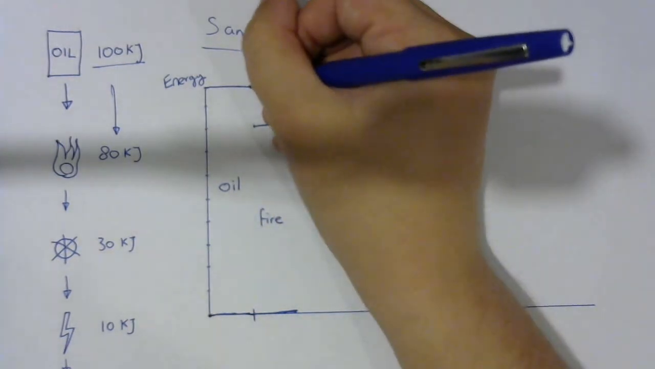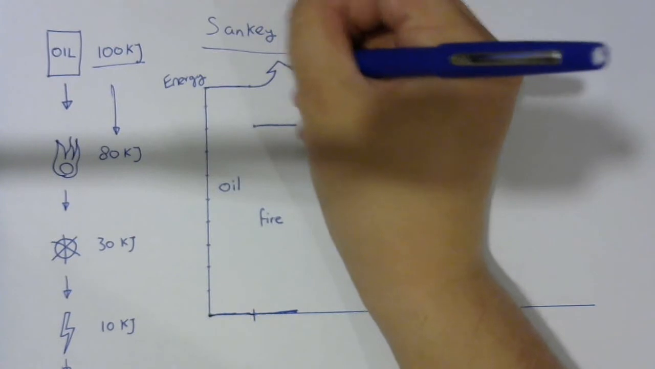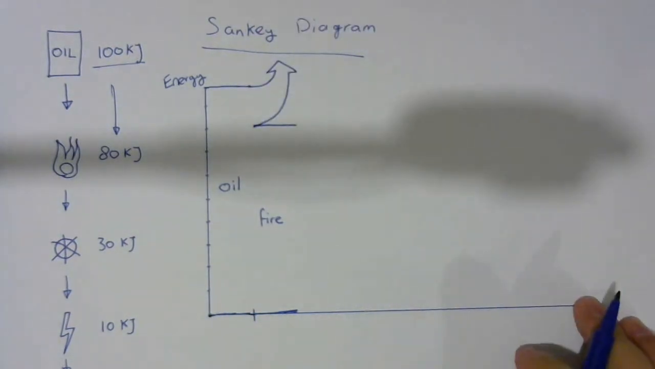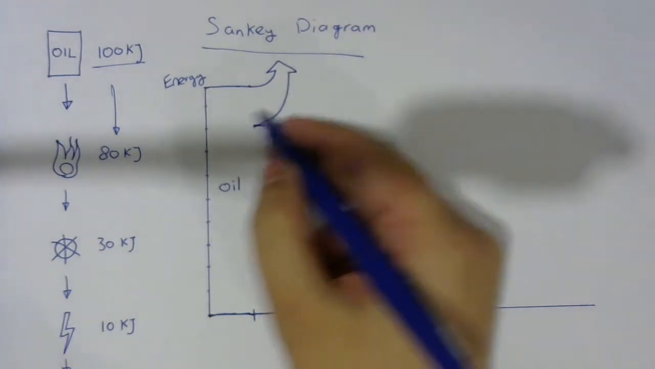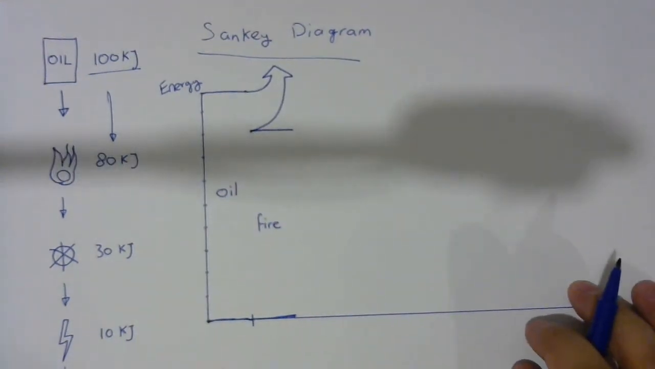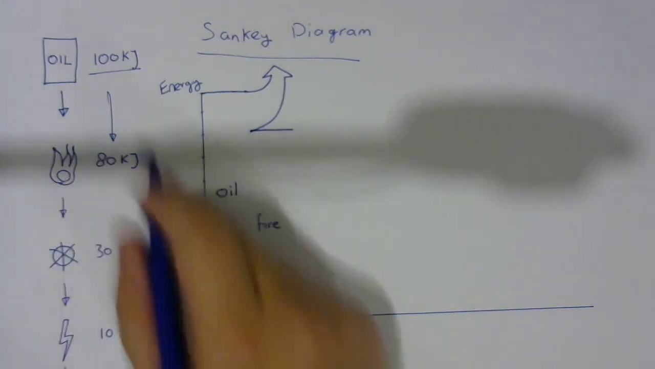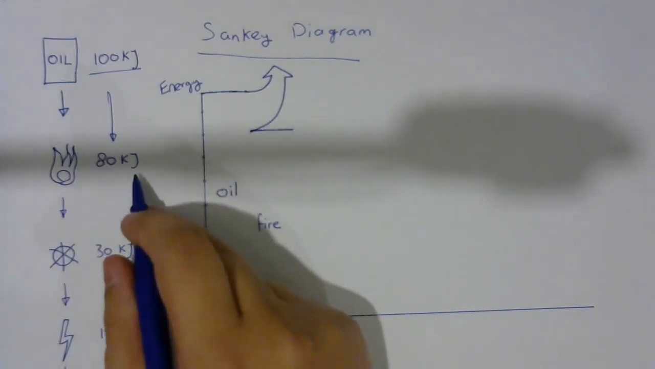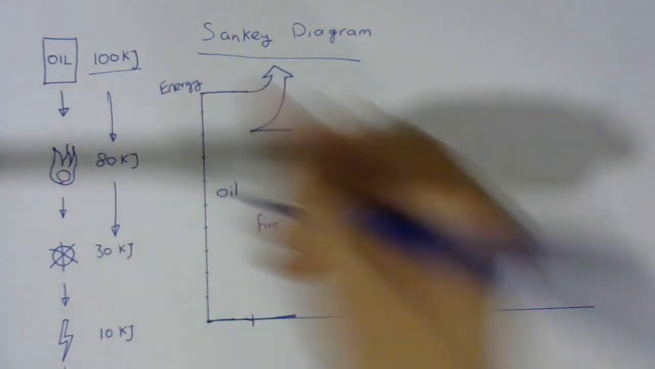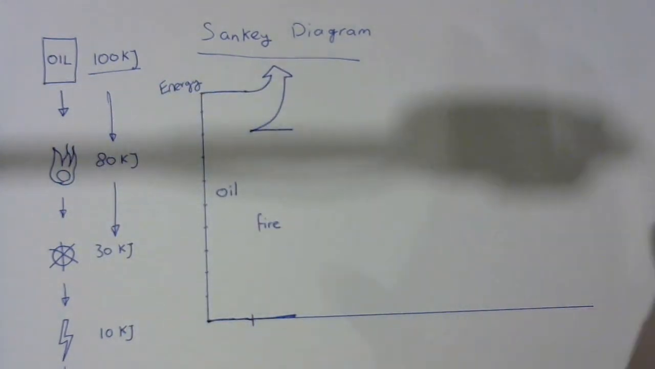The rest of this energy is lost. And we represent that by having this energy flow out. So we have 80 kilojoules of energy, and in this step we're losing a lot of energy. We're losing 50 kilojoules of energy. A lot of energy here is being lost.